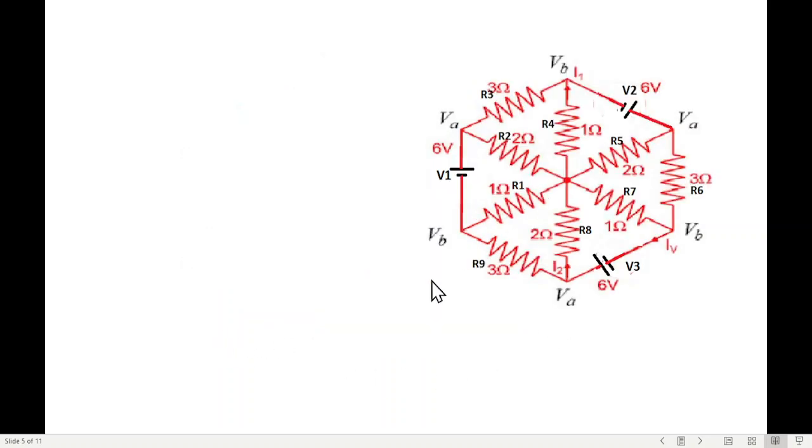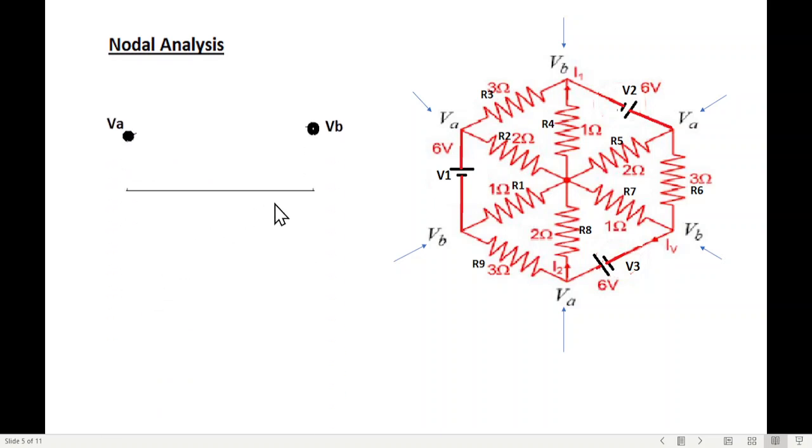Let's see. So this is our circuit, and if you look carefully, you can see it has shown VA, VB, VA, VB. That means he's hinting that you should be using the nodal analysis technique. So let's try to do that. In nodal analysis, I'm just starting from this point. So one node is VB, this one, and the other node is VA, and this common line is the common point here. So the starting point is here.